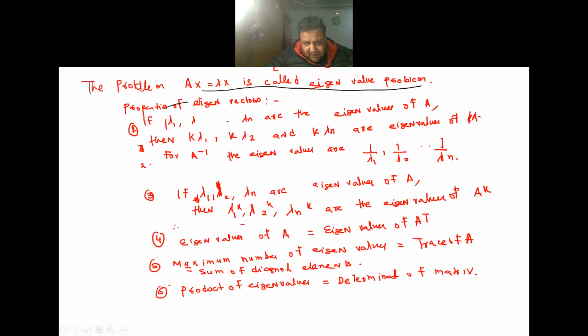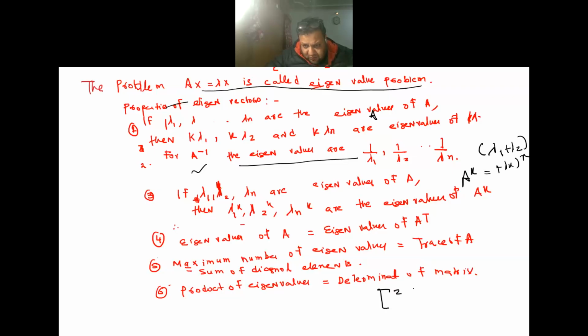Now suppose λ1, λ2, ..., λn are the eigenvalues for the matrix A. Then for A inverse, these values will become 1/λ1, 1/λ2, ..., 1/λn. Now suppose you have a matrix A to the power k, then the eigenvalues will become λ1 to the power k, λ2 to the power k, up to λn to the power k. The eigenvalues of A are equal to the eigenvalues of A transpose.